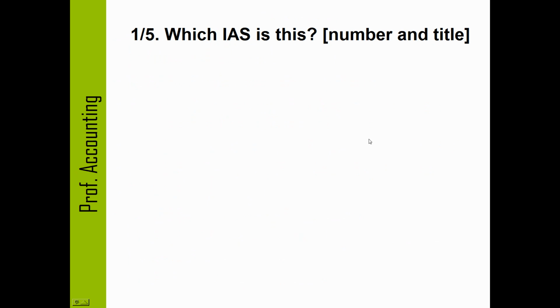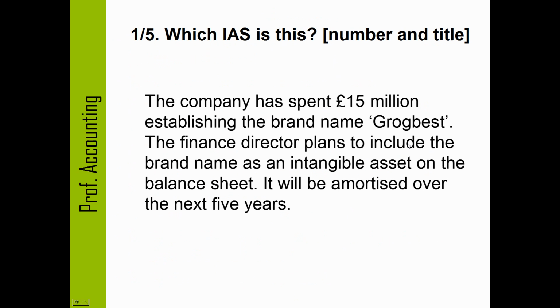So the company spent 15 million establishing the brand name Best. A lot of money. The financial director plans to include the brand name as an intangible asset on the balance sheet, and it will be amortized over the next 5 years. Well, first of all, it's a lot of money, but this is an internally generated brand, so it can only go on the balance sheet if it was purchased. So if this company bought the brand Grodbest from someone else for 15 million, they can put it on the balance sheet. But it says the company has spent establishing the brand.